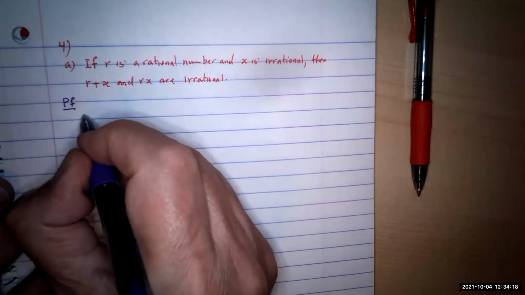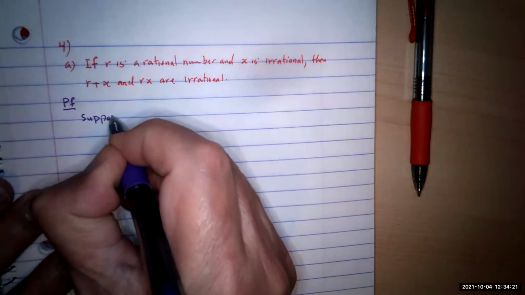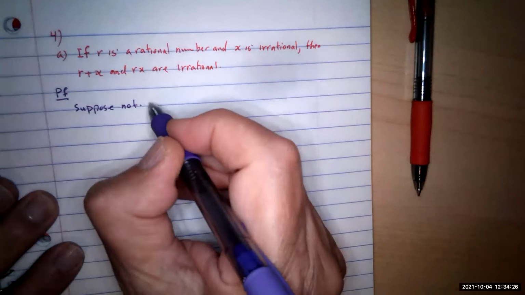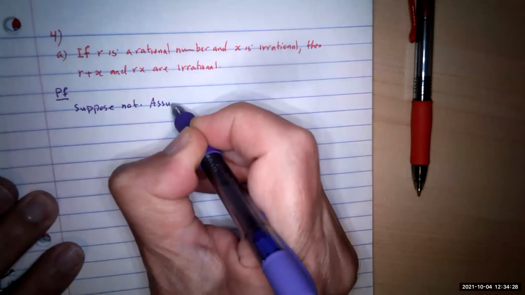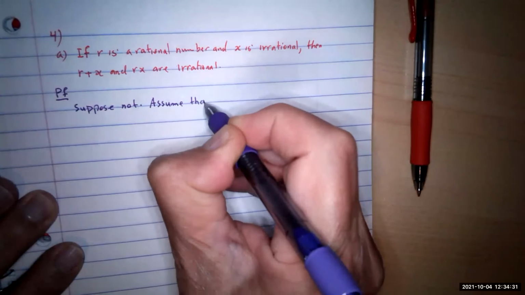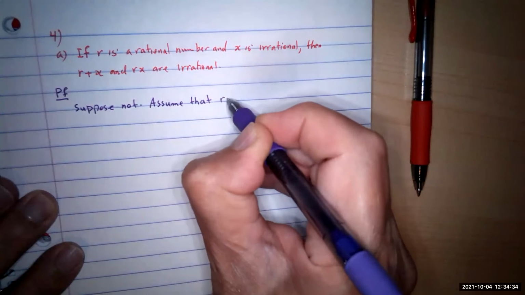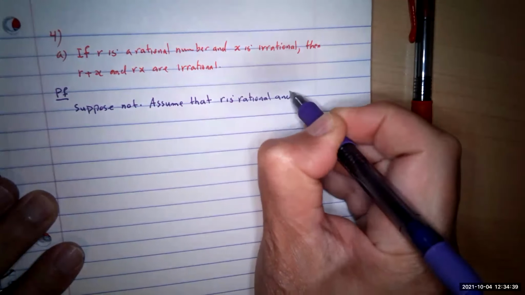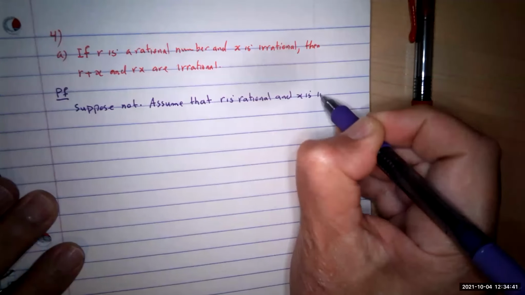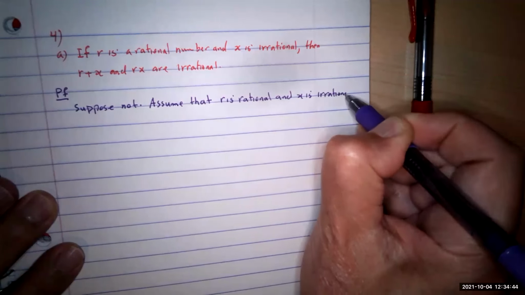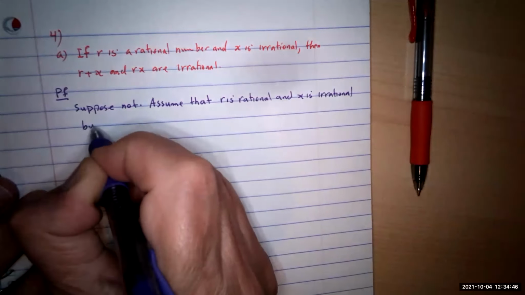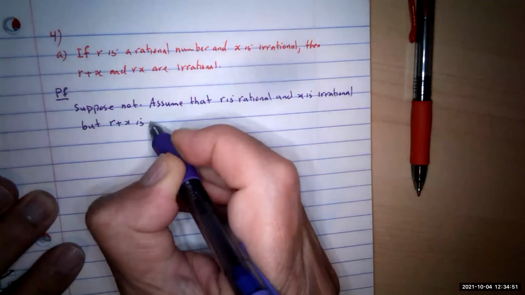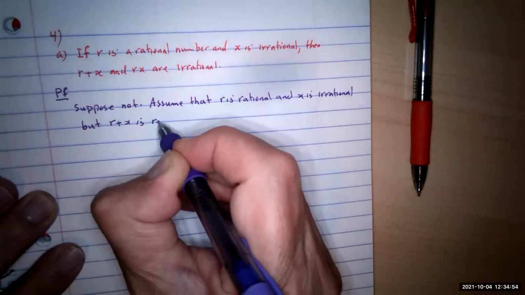you suppose not. Suppose not. What does it mean? This means assume. Otherwise, assume that R is rational and X is irrational, but R plus X, for example, is a rational number.